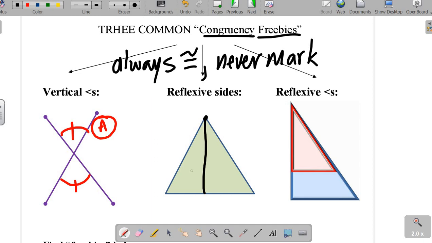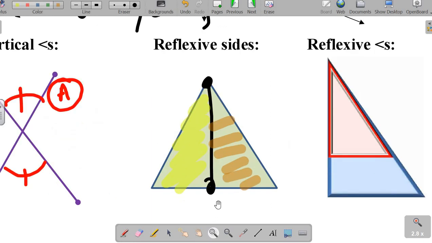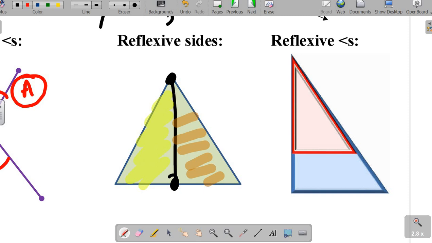Drop a side straight down. Try to make it straight. I'd like you to shade this triangle on the left. Stripe this triangle on the right. So this side that's shared by both triangles, it's like an apartment wall. It's called a reflexive side. It's going to be congruent to itself. So you hatch mark it and you put S for side. That is a shared side, which makes that side congruent in both triangles.